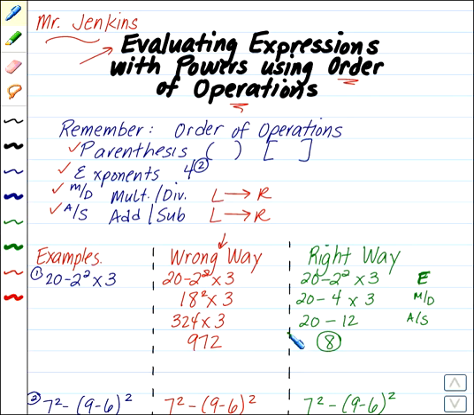Now, if you look at your two answers, obviously 972 is not anywhere close to 8, and because you subtracted instead of using the exponent first, we obviously got an answer that didn't match up with the correct answer. So be careful. Make sure you know your steps.